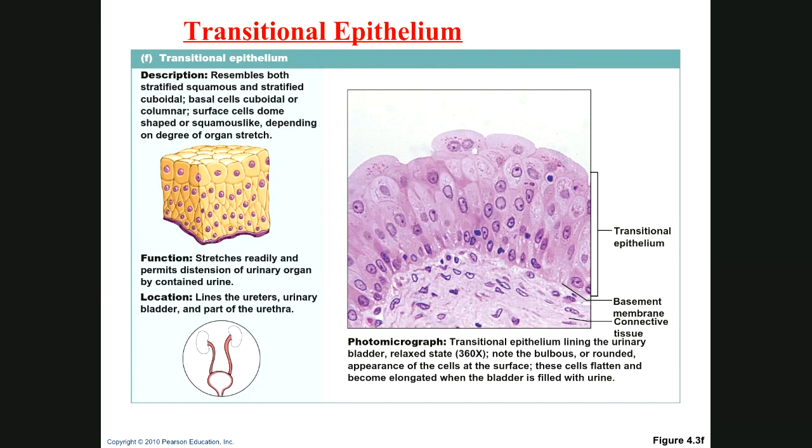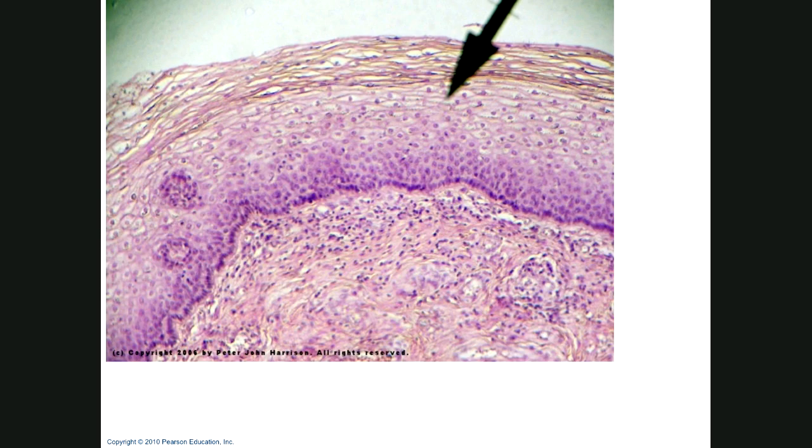These round cells here are not the same kind of cells seen on a stratified squamous epithelium. In the stratified squamous epithelium, the cells on top are flat. Okay, there you go. These cells on top here are flat. Okay, all these little cells are flat.